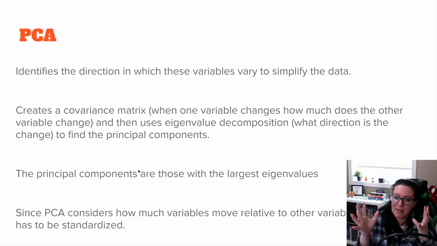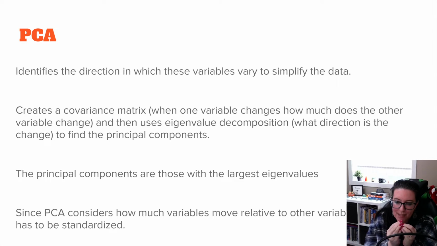With principal component analysis, we're identifying the direction in which variables vary. So not only are we trying to find, is there a way to collapse the variables down, but we also look at the direction that they vary in. Right? So we're looking at directionality when we do principal component analysis, so that's important to know.